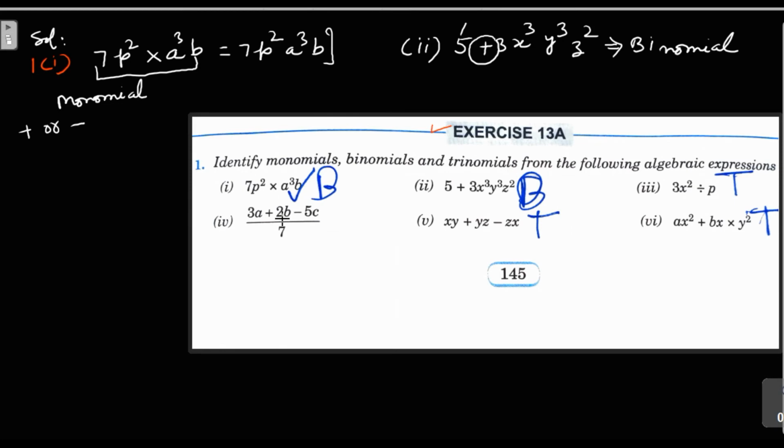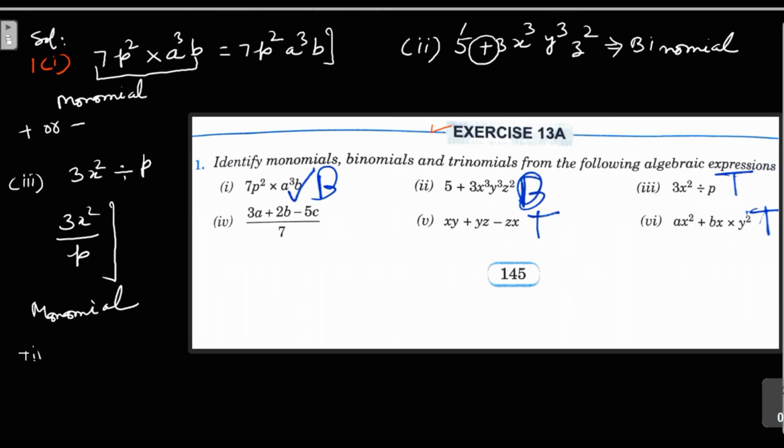Now we will move on to the third: 3x square divided by small p, or we can write it as 3x square upon p. Again here is division, not plus, not minus. Whenever multiplication or division signs come, the expression is a monomial, so it is a monomial also.